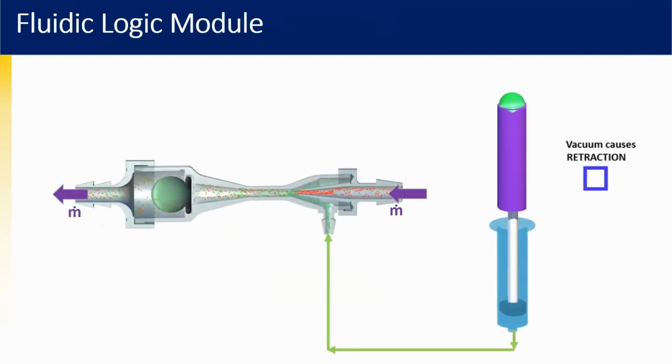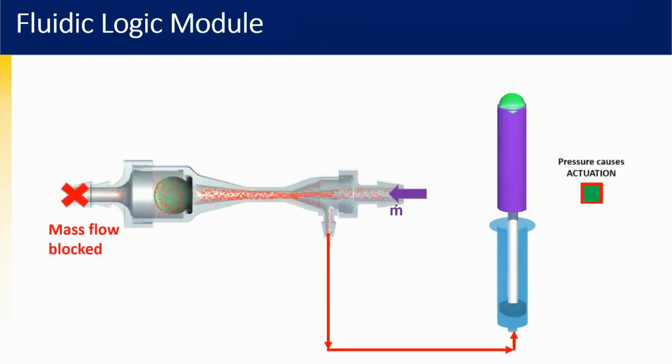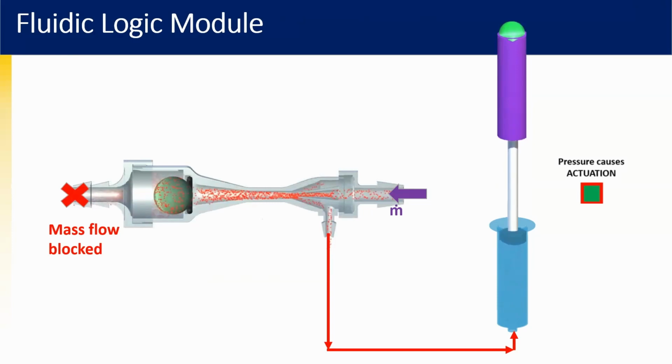To enable this concept, we construct a fluidic logic module, which is an intermediate circuit element that allows actuation and retraction based on the state of the mass flow at the inlet and the outlet. As you can see here, when the mass flow is enabled through the inlet and the outlet, it causes retraction due to vacuum generated in the signal line. And when the mass flow is blocked, positive pressure is generated in the signal line, causing actuation.